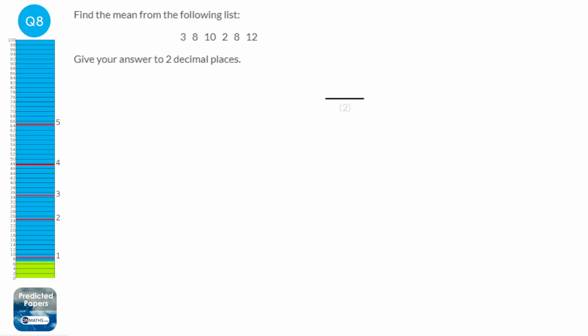To find the mean, we need to find the sum of the numbers and then we need to divide that by the amount of the numbers.